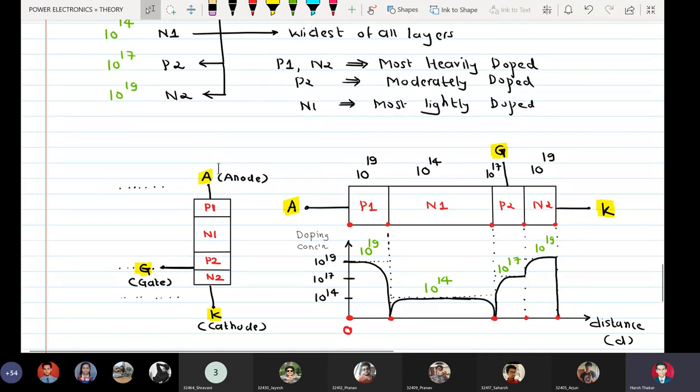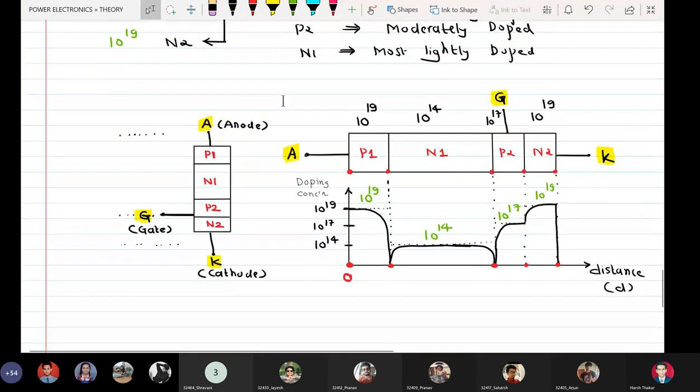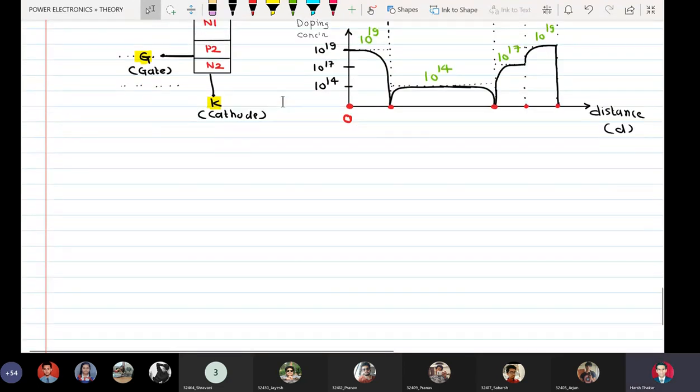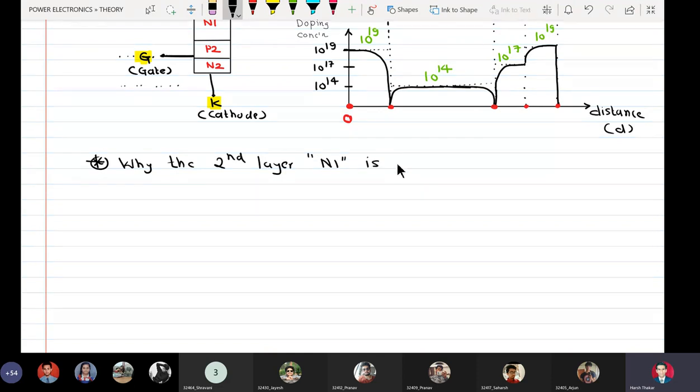Okay. Question: why is the second layer N1 kept wider and lightly doped? The answer lies here.